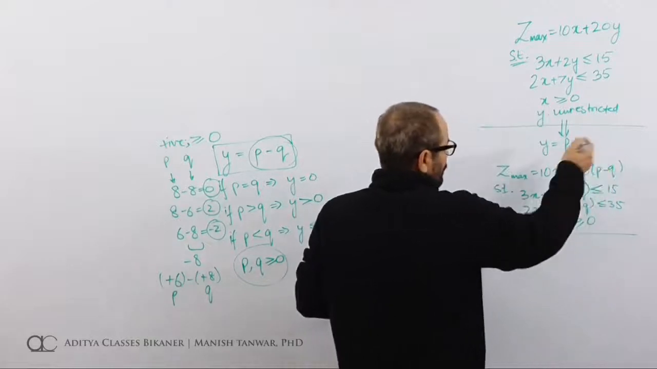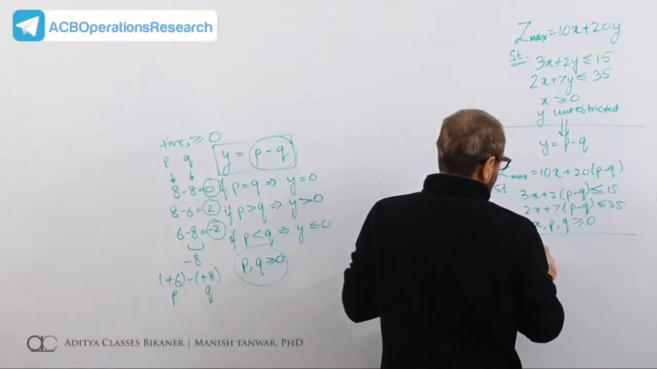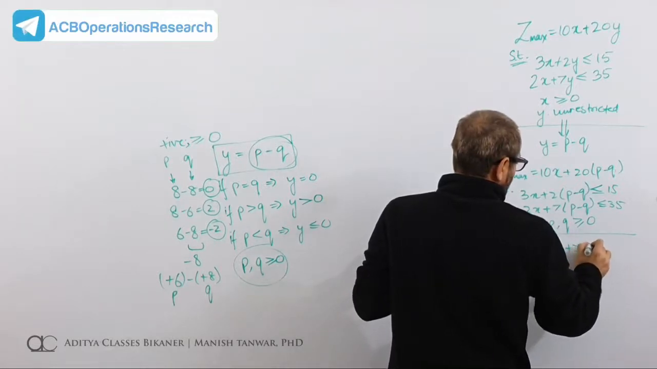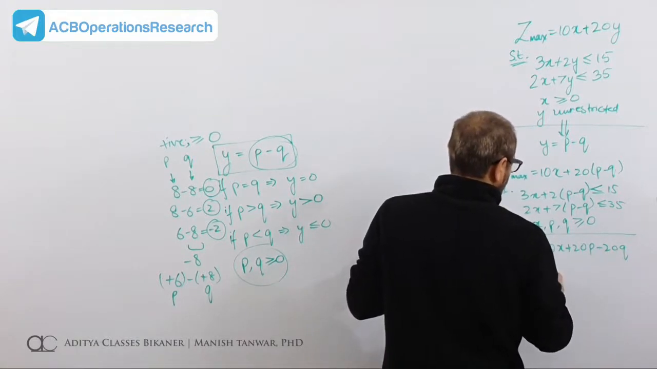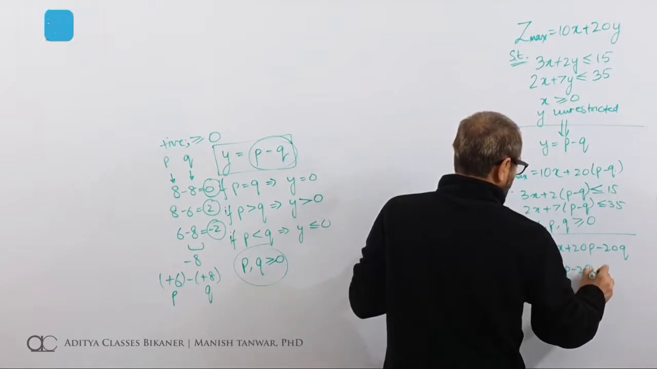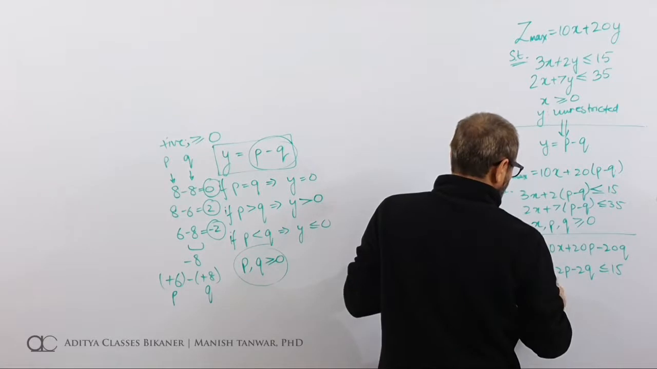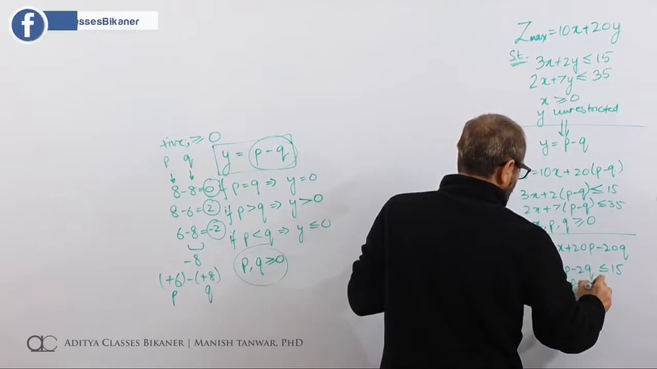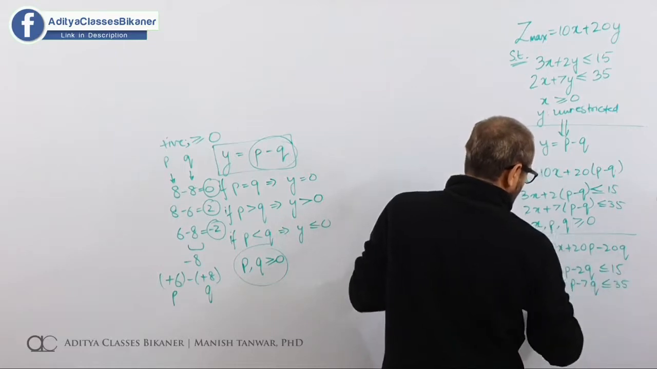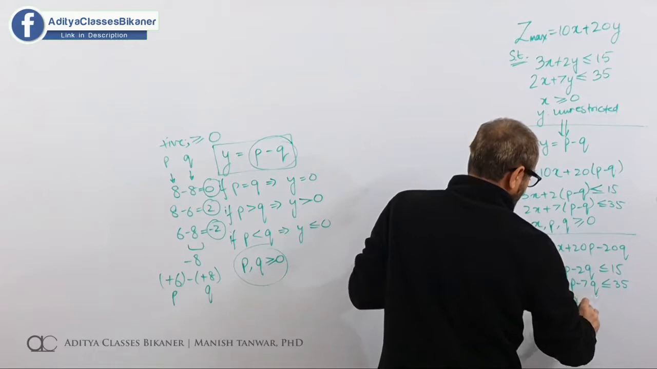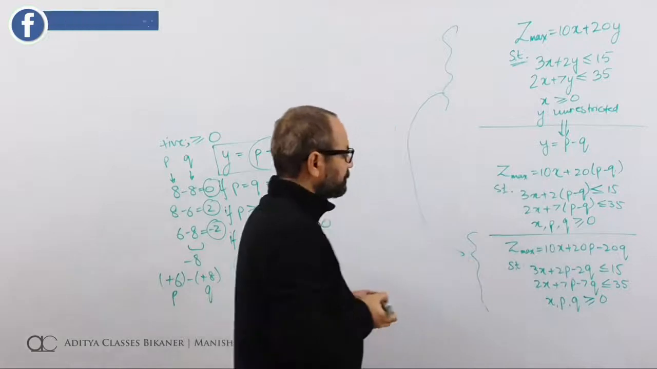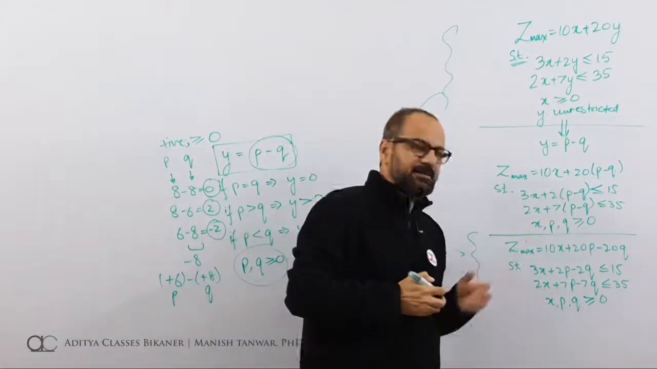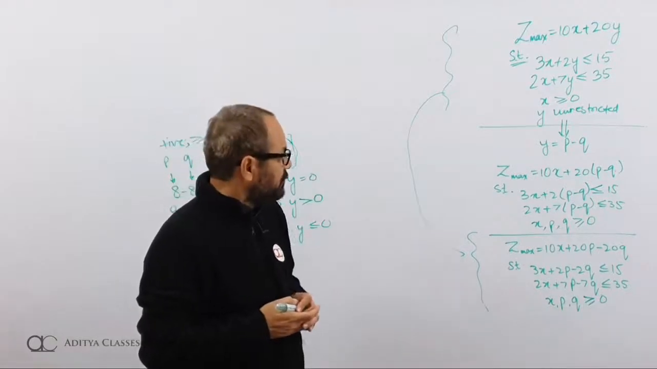And then if we solve it for p and q, we will get our final formulation, which would be something like this: z max is equal to 10x plus 20p minus 20q, subject to 3x plus 2p minus 2q less than equal to 15. Then we have 2x plus 7p minus 7q less than equal to 55. And finally, non-negativity constraint saying that x, p and q should be greater than 0. So from an unrestricted variable, now I have reduced my problem to all variables being restricted, and this can easily be solved using Simplex. So we'll go ahead and solve it using Simplex.